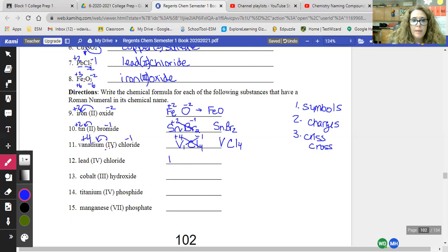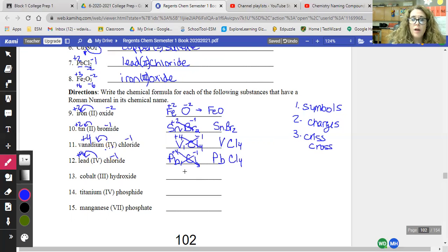Lead, Pb, and then chloride means Cl. Charges: this is telling me that this lead is +4. Chlorine is -1 from the periodic table, right? So +4, -1. So crisscross, right? I'm going to have a 4 and a 1. So I have a Pb and a Cl4.